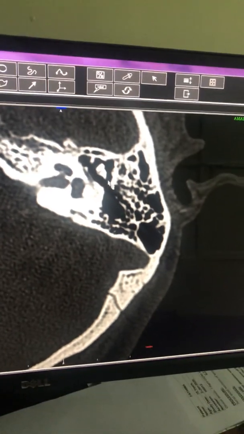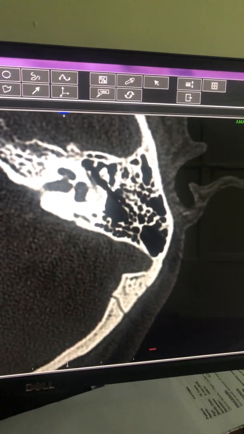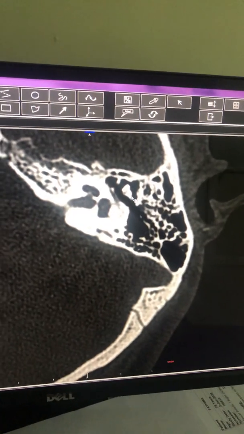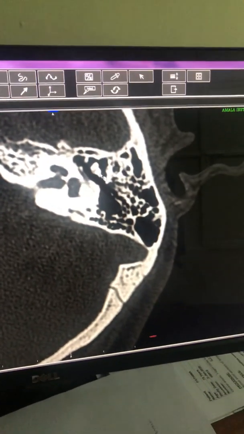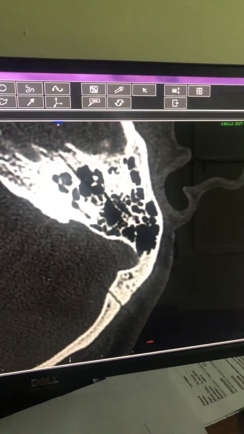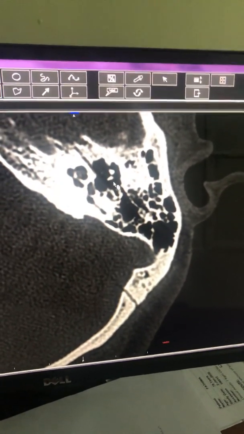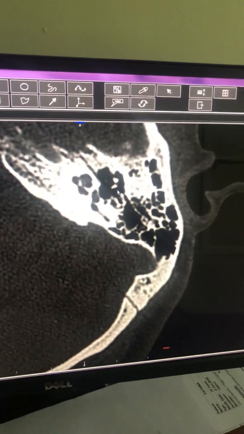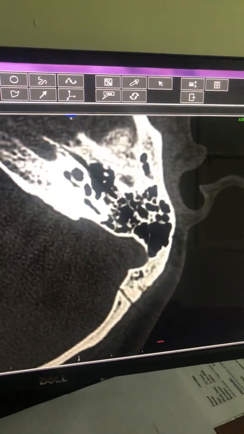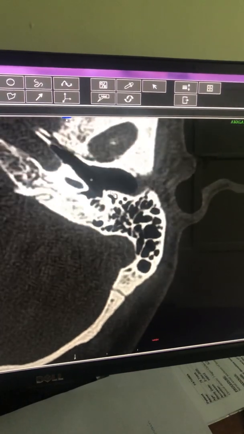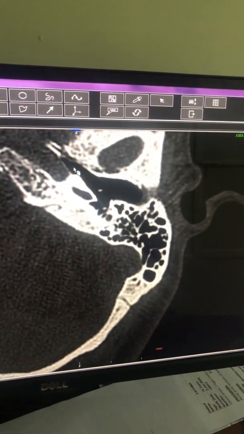Aditus to the antrum. So basically there is an opening, the aditus ad antrum, and you can see the joint, all those things. At the level of this, I would like to call this the ghost, and this will be a lower level, the hypotympanum. At this level you can also see, if you adjust a little bit, the seal.